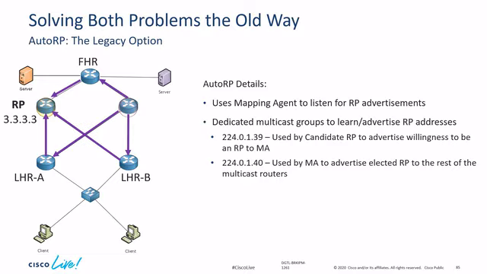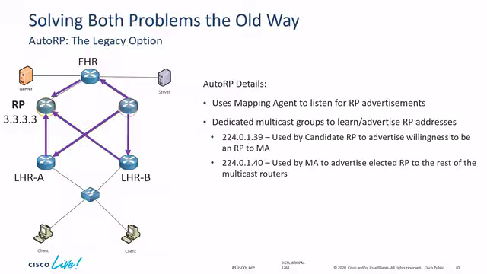The other group is used by the mapping agent itself to send to all the routers, RP or otherwise, saying, okay, I've talked to the candidate RPs, I've made a decision, everyone use this rendezvous point. This is tuned into by every router. 224.0.1.40 is tuned into by every router. 224.0.1.39 is only tuned into by mapping agents that are listening for that advertisement.